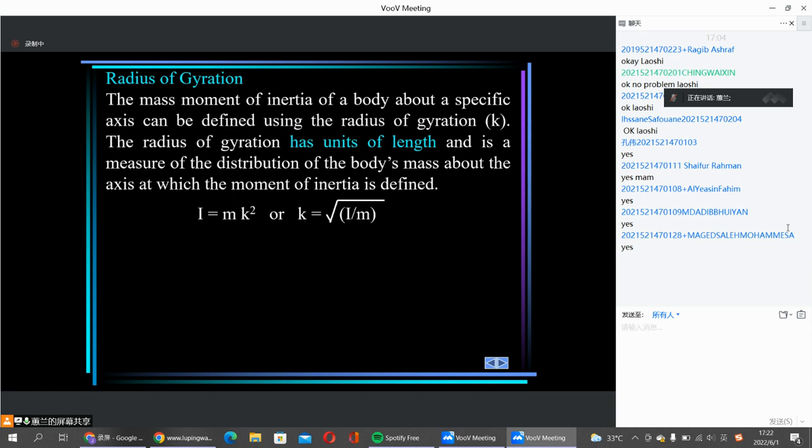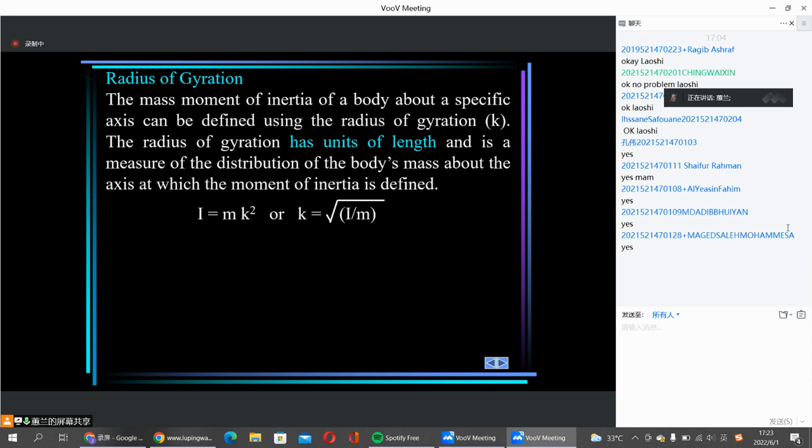Here we introduce the term radius of gyration. Sometimes the radius of gyration is given. If the radius of gyration is given, then the mass moment of inertia is very easy to calculate. The mass moment of inertia of a body about a specific axis can be defined using the radius of gyration. Here we use k. The radius of gyration has units of length and is a measure of the distribution of the body's mass about the axis at which the moment of inertia is defined.